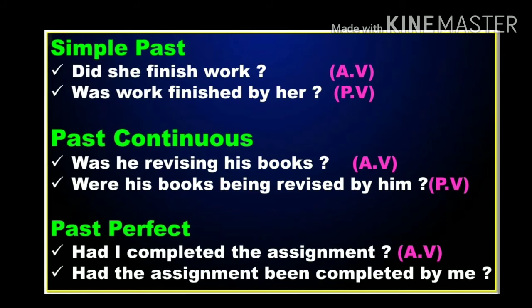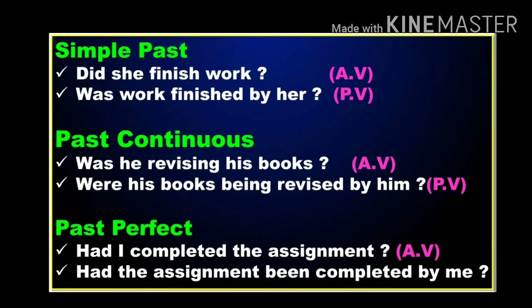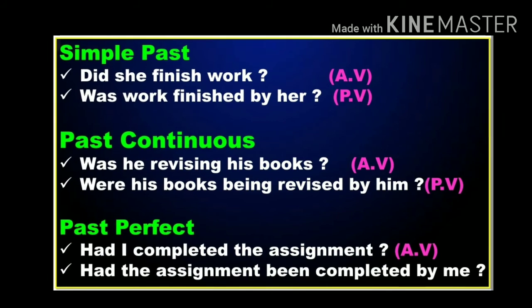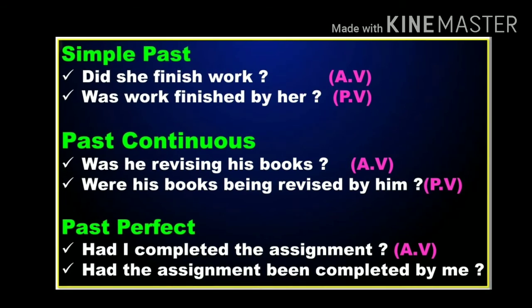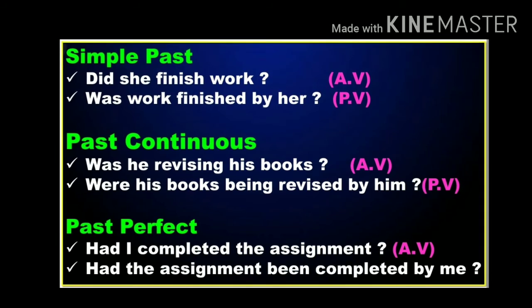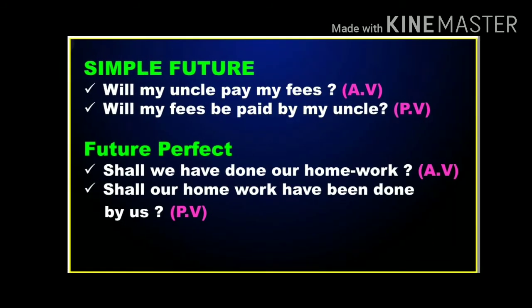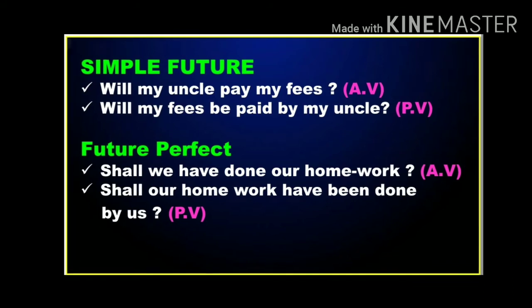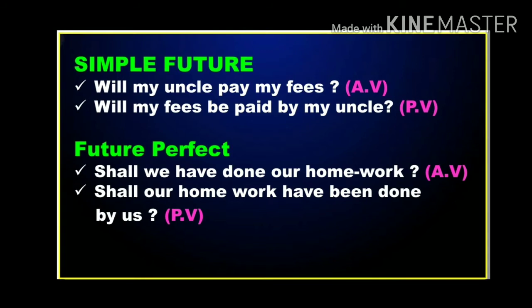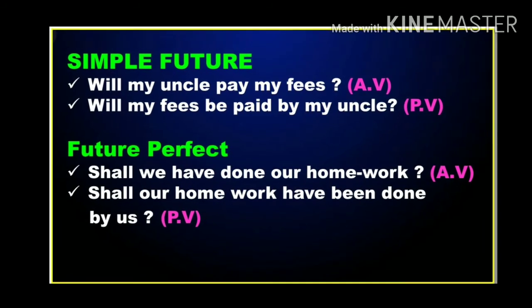As I told you already, we will use was or were to frame the questions for simple past and past continuous. And the next one is past perfect tense. Had I completed the assignment, that is in active voice. Had the assignment been completed by me, that is in the passive voice. Here we use had to frame a question. Got it? Okay. The next one is simple future tense. Here, will my uncle pay my fees is in active voice. Will my fees be paid by my uncle is in the passive voice.